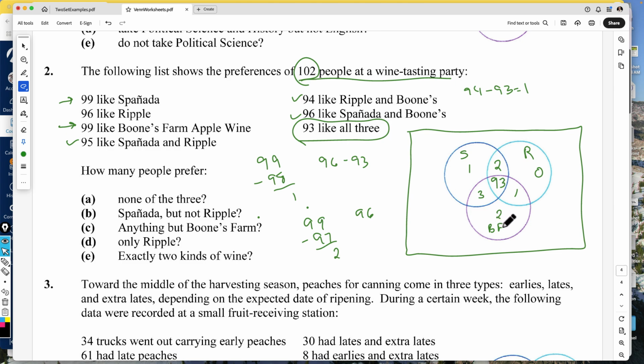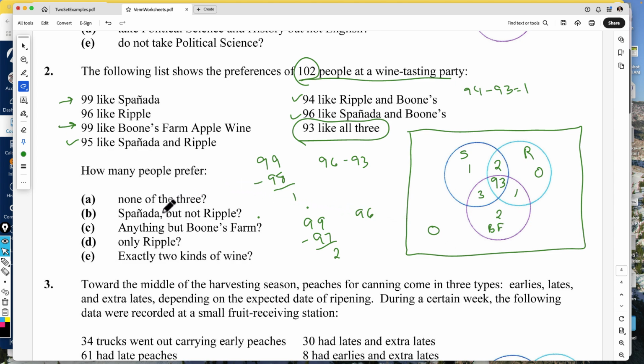If you add all of these together, we get 102. So that means there's nobody out here, so we'll put that 0. And now watch, we're going to be able to answer pretty much all of these questions without having to do much calculation. We might have to do a little bit of adding or something.